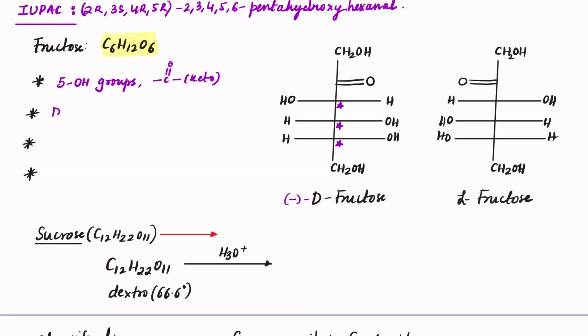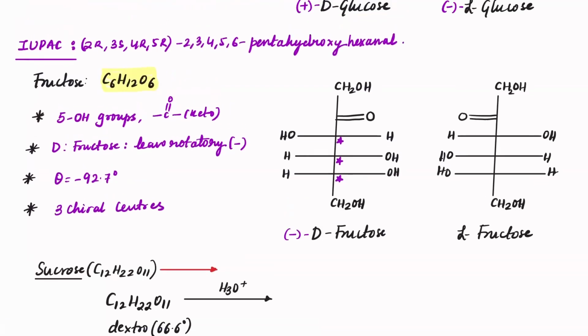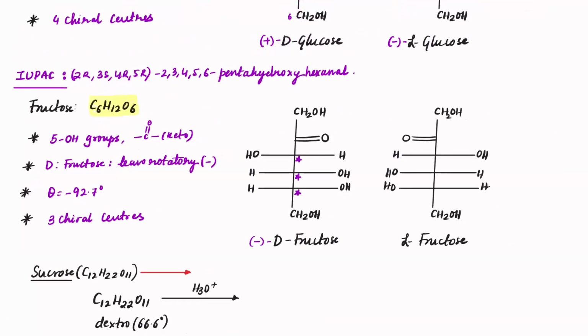Sorry, I'm talking about fructose. D-fructose is identified as levorotatory. Levorotatory means minus. The angle of rotation was found to be minus 92.7 degrees. You don't have to mug this up, just know that it is a negative angle. And there are three chiral centers on fructose. This is what we need to know.